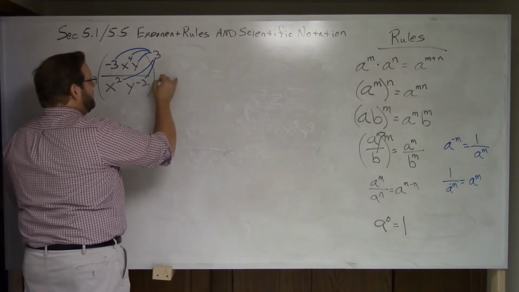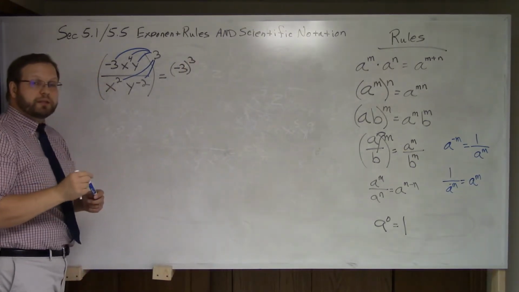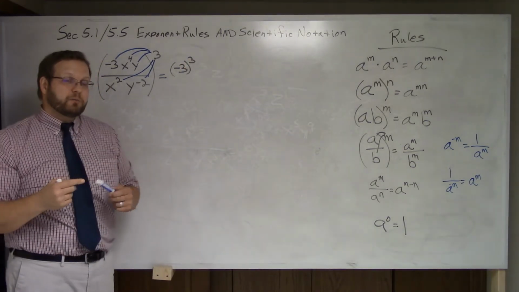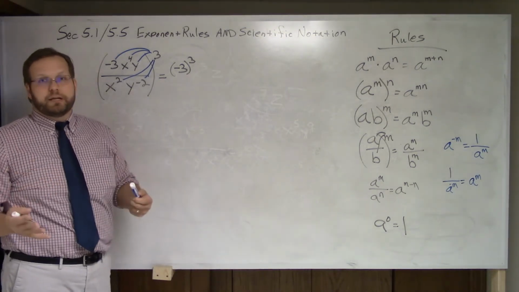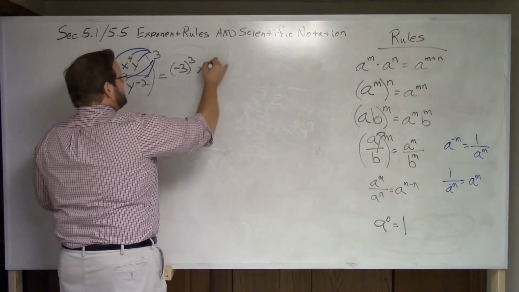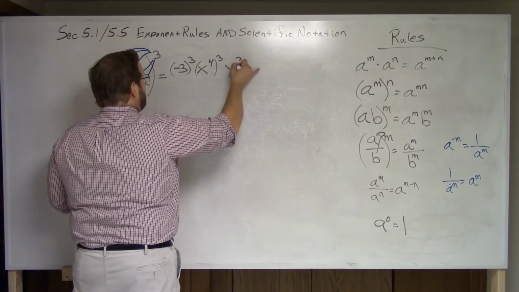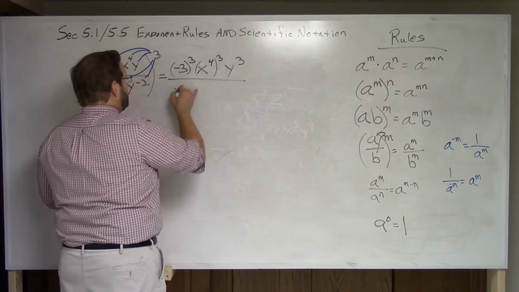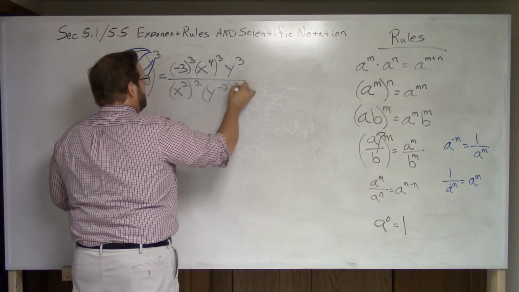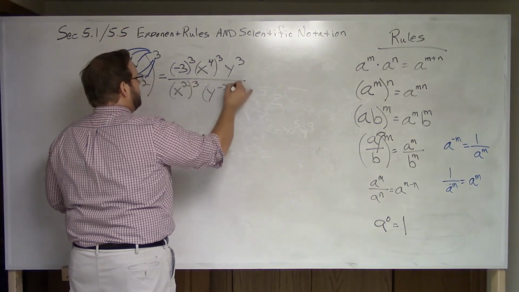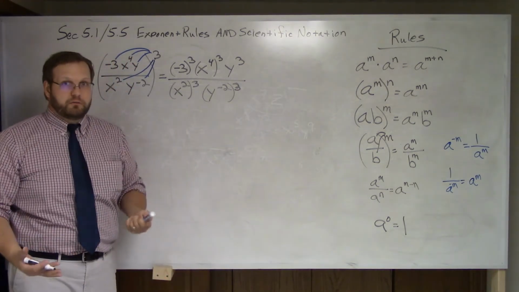We are going to have -3 cubed. Never leave those parentheses off. Sometimes it's not going to matter, but if it matters, you need them, okay? So just put them there. If you don't need them, it's not going to hurt anything. And then I have x to the 4th, and then I cube y cubed over x squared cubed y to the -2nd, cubed. If you wanted to just go ahead and multiply those right away, you could, okay?